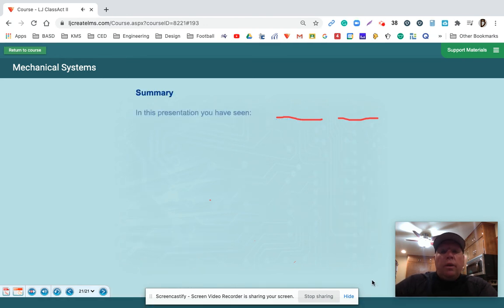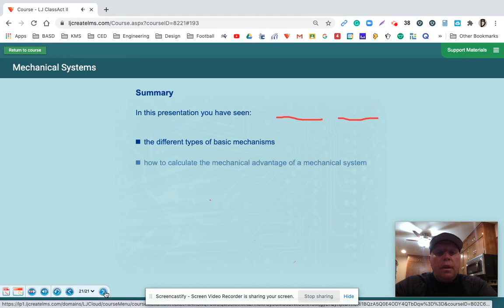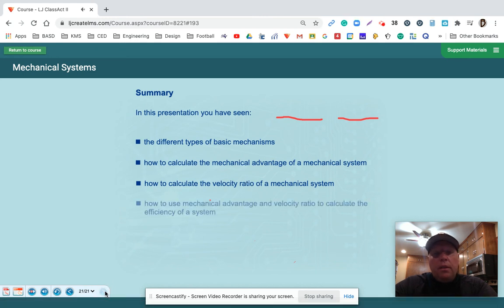So let's do just a quick review of everything that we've learned over the last 2 virtual lessons. Number 1, you learned different types of basic mechanisms. That goes back to simple machines. You've learned how to calculate the mechanical advantage of a mechanical system. You've learned how to figure out the velocity ratio of a mechanical system. And then finally, you learned how to use mechanical advantage and velocity ratio to calculate the efficiency of a system.